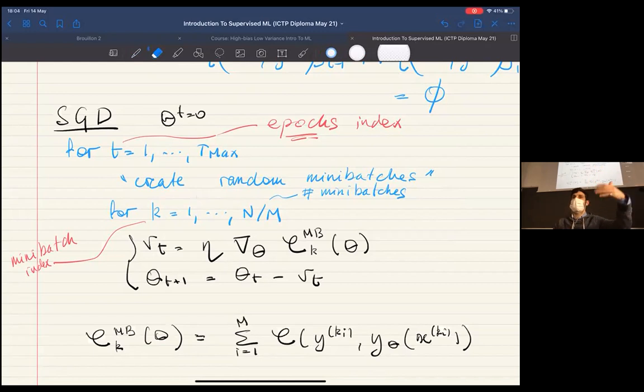Okay. So again, what is the simplest way? You take a random permutation of the data and you cut it into non-intersecting mini batches. And then for each of these mini batches, you compute the gradient rule. You compute the normal gradient descent. Then you go to the next mini batch, then to the next, then to the next. And once you run through all the mini batches, you did one epoch, you go back to creating a new random selection of mini batches, and you go through all of them, and so on and so forth.